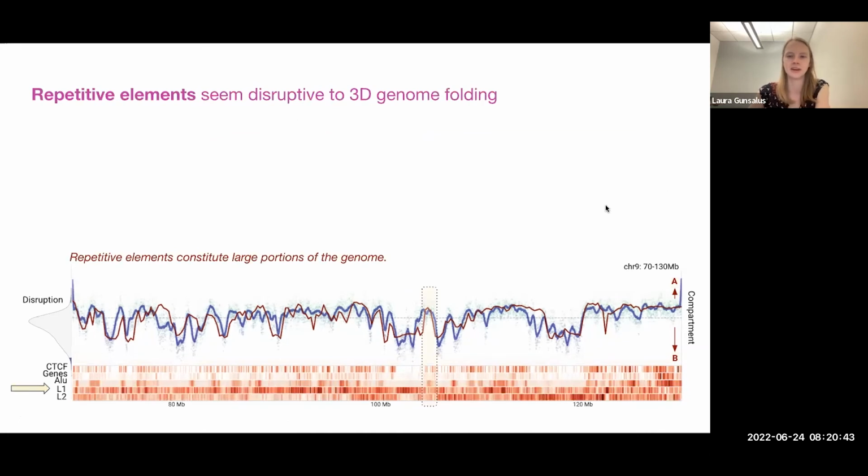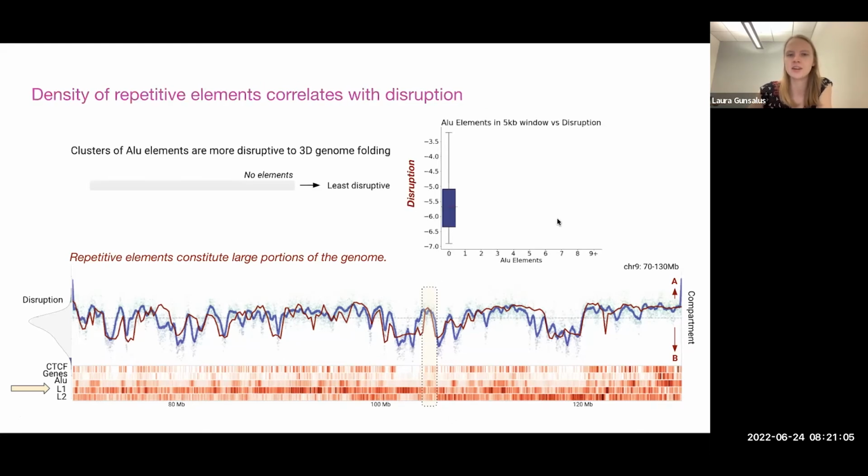We also noted that repetitive elements, which make up over half of the genome, also seem to correspond to peaks in this disruption track, similar to compartment and CTCF. So we noticed that, say, bulk clusters of ALU elements, like seen here and here, correspond to peaks in our disruption track. And indeed, we noticed that if a region contains no ALU element whatsoever, we sort of have a baseline level of disruption.